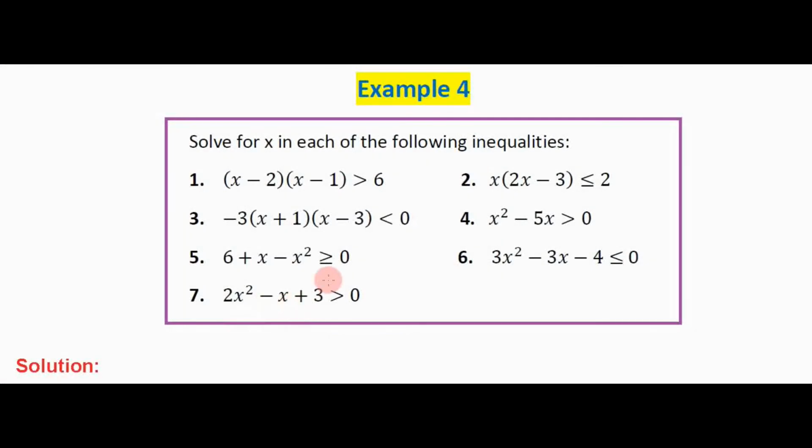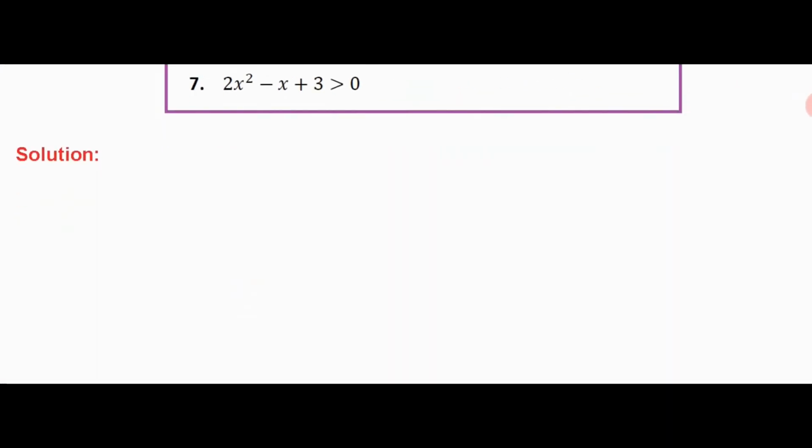Let's look at the last inequality. We have 2x squared minus x plus 3 strictly greater than 0. We do have a 0 on the right-hand side and a trinomial on the left-hand side. So we don't have to do any further manipulation. The problem here is that we can't factorize the left-hand side. So we're going to use the quadratic formula.